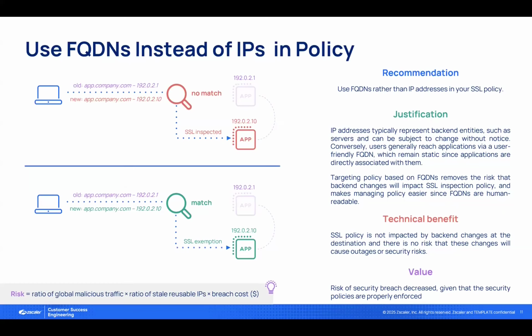Next, Zscaler recommends using FQDNs rather than IP addresses in your SSL policy. IP addresses typically represent backend entities such as servers and can be subject to change without notice. Conversely, users generally reach applications via user-friendly FQDN, which remains static since applications are directly associated with them. Building policy based on FQDNs removes the risk that backend changes will impact SSL inspection policy and makes managing policy easier since FQDNs are human-readable by IT administrators.